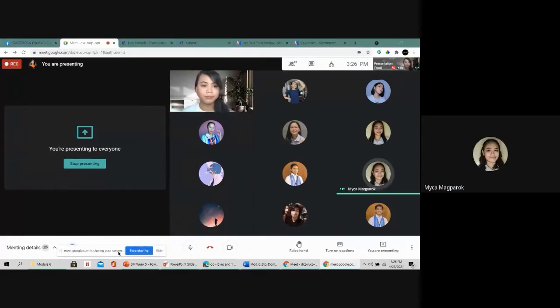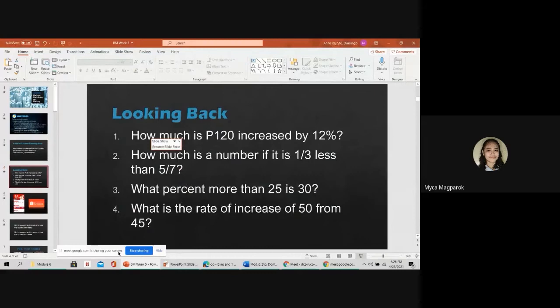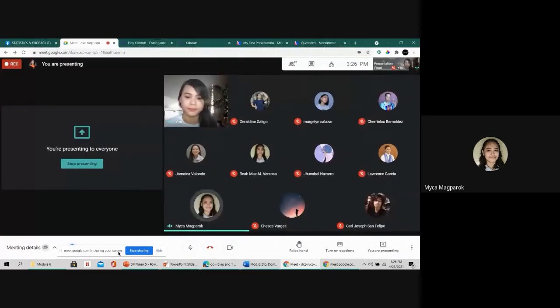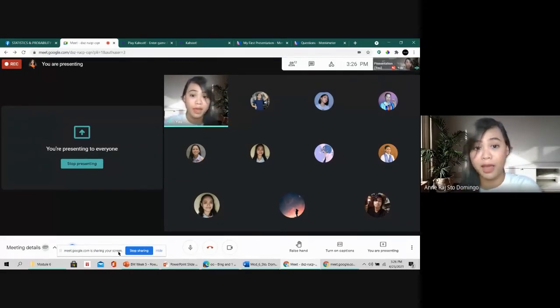So we minus the larger value to the small value, which is 50 minus 45. Then the answer is 5. And then we will divide it to 45. And we change it into the simplest form. Kaya po naging 1/9. Okay, so yung 5 divide to 45, di ba?